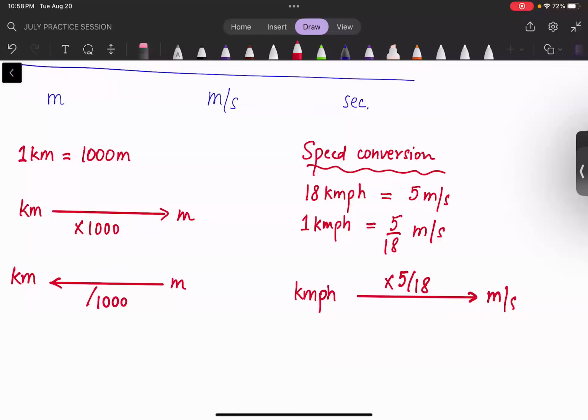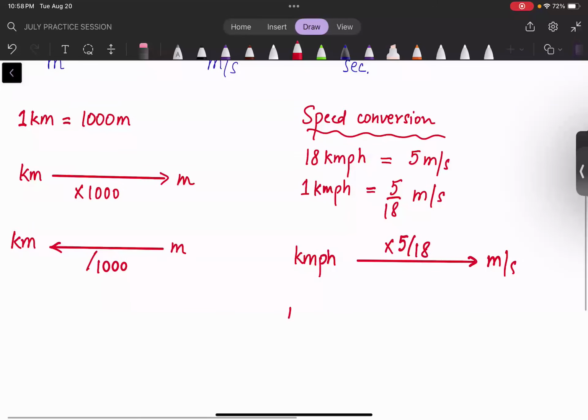Now, if I want to do just the opposite, that means meter per second to kmph, I will have to do just the opposite. That means multiply by not 5 by 18, but 18 by 5. Understood, all of you? Very simple. Okay, remember any one, don't remember both. The second one will be the opposite of that.